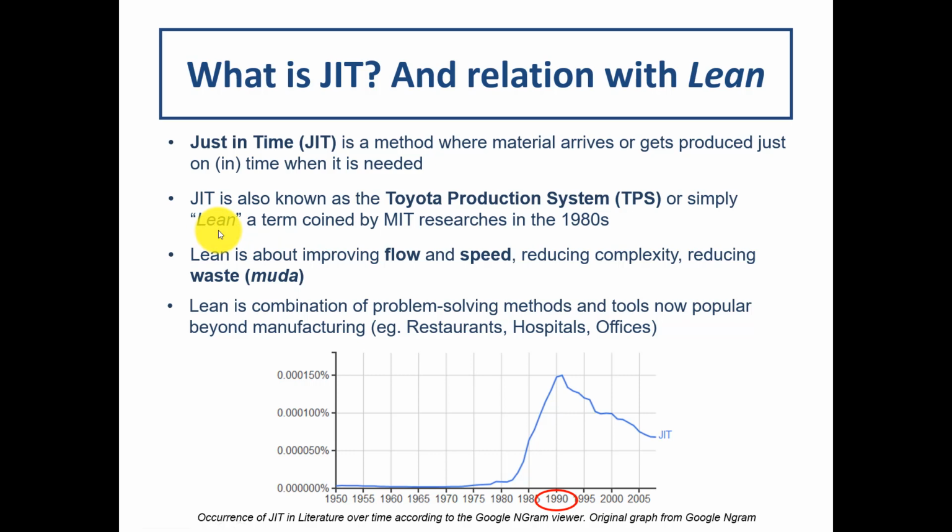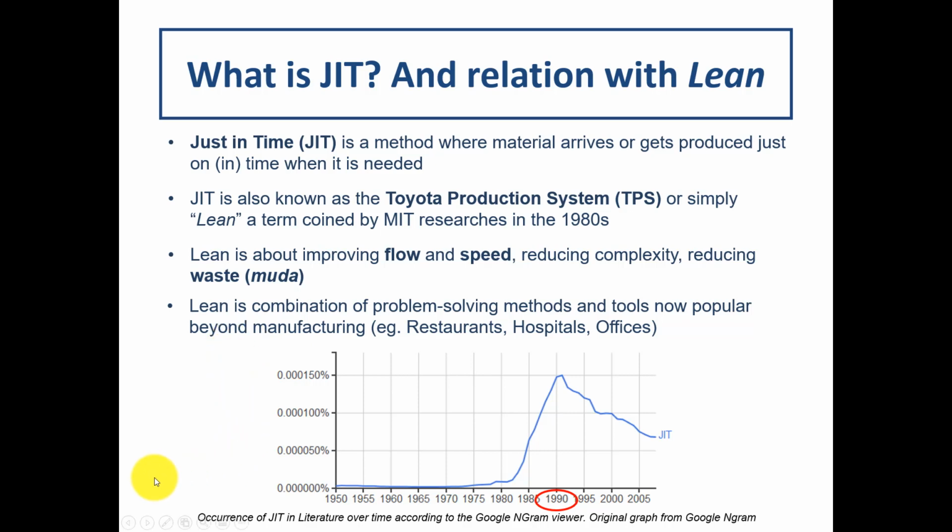Because fat is bureaucracy. Fat are complex procedures that take a lot of time and resources. Lean is very focused. So lean is about improving flow and speed and at the same time reducing complexity and waste, or muda, once again. Lean is a combination of problem-solving methods and tools now popular beyond manufacturing. So now you see lean applied to restaurants, hospitals, offices, theaters, etc.